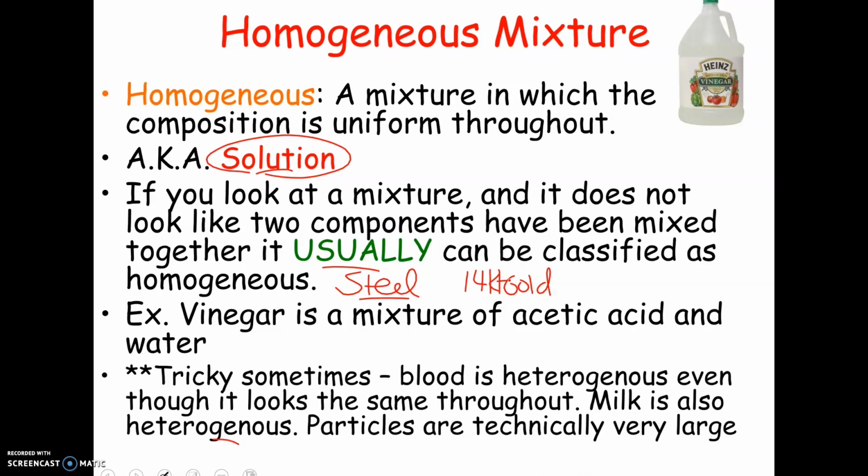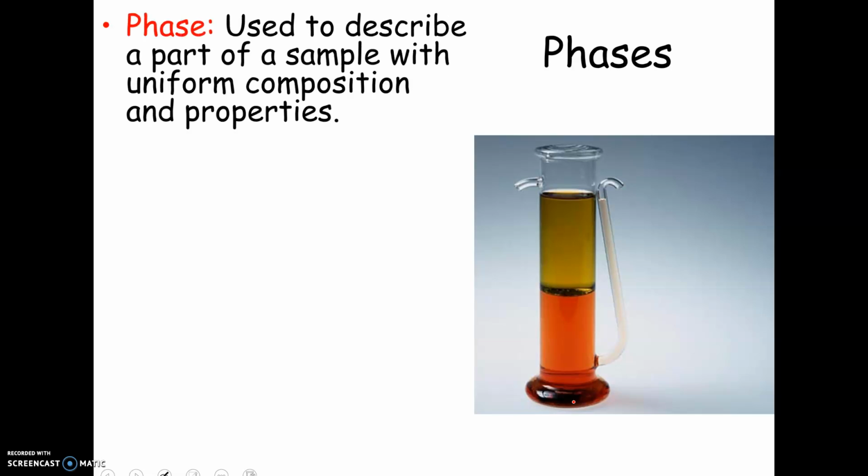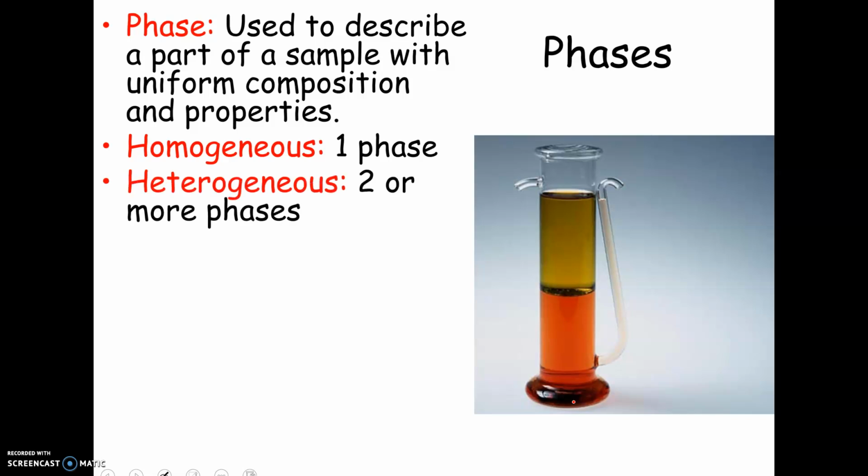Can be tricky. Blood, for example, and milk are heterogeneous mixtures, even though looking at them, they look the same throughout. We'll talk more about that later. We're not going to try to trick you on a test. It's because of the size of the particles in them that they're not actually considered homogeneous, but don't worry, you won't be asked one like that. Phases are the parts of a sample. A homogeneous mixture only has one phase, whereas a heterogeneous has two or more.